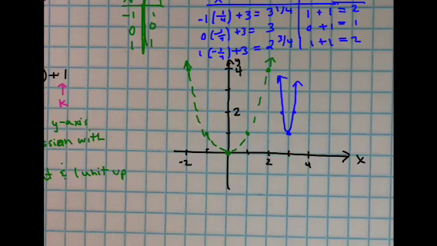Okay, and then compared to the original, which is x squared, this is what the 4 does. Okay, and then because it was reflected over the y-axis, that's why it's over here on this side.